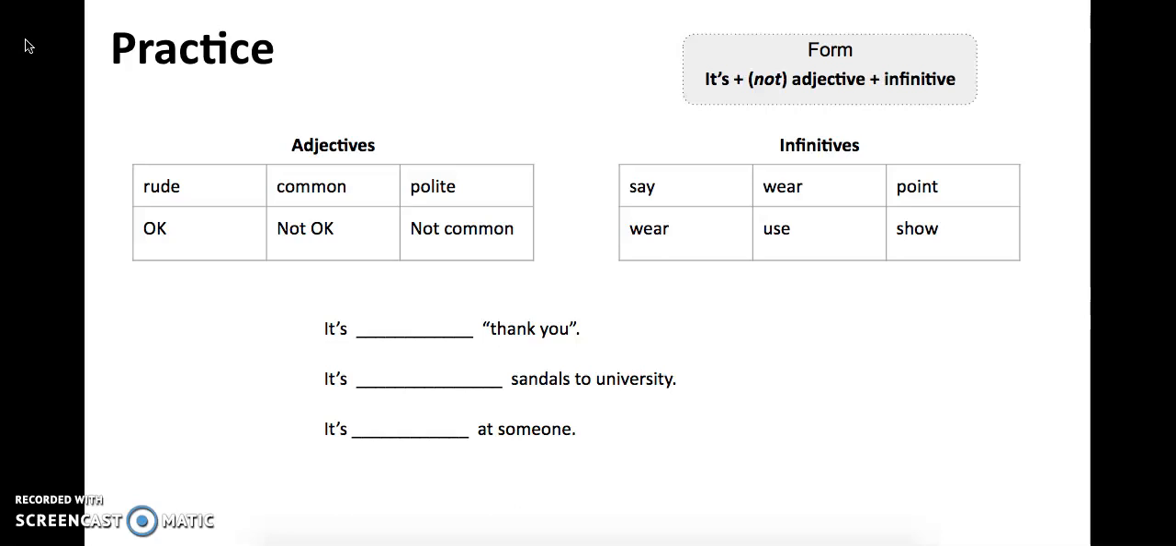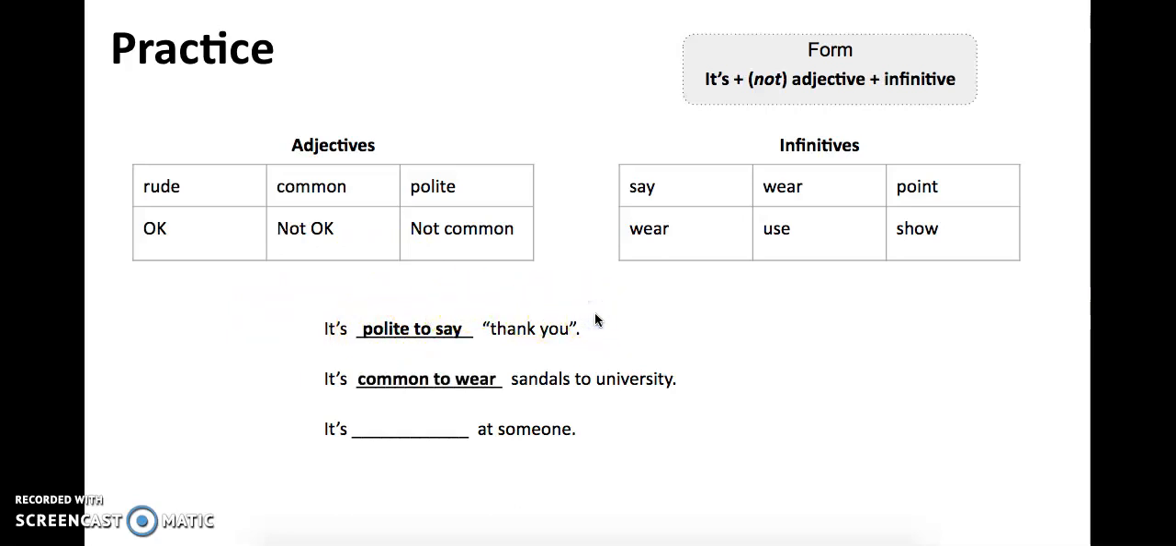Okay, so the first one, we've already got it's, so all we need is an adjective. So it's polite to say thank you. You can also say it's common to say thank you, or it's okay to say thank you. But it's more befitting to say it's polite because it is polite to say thank you.